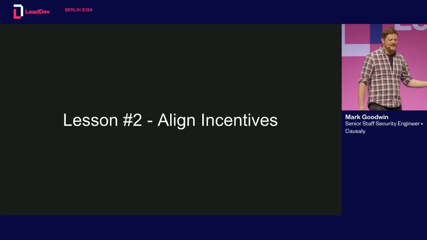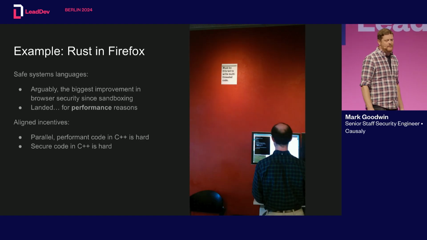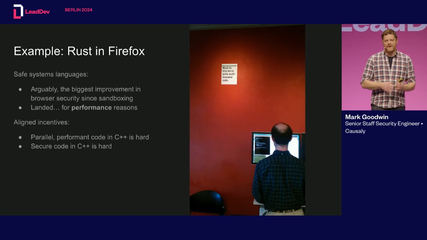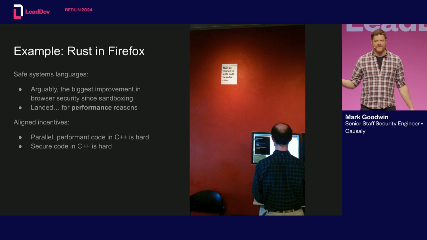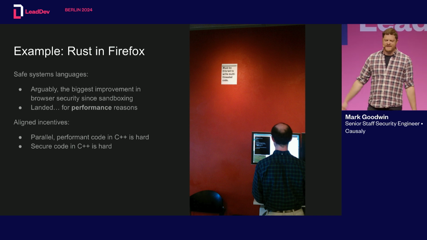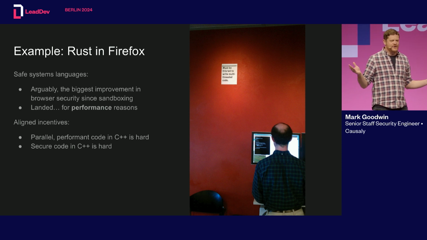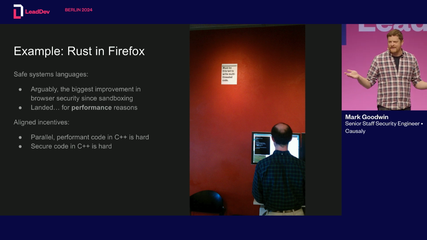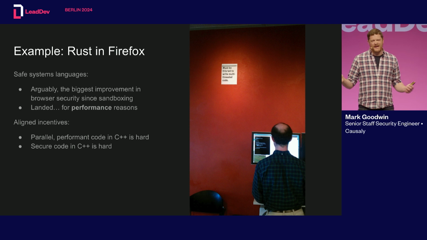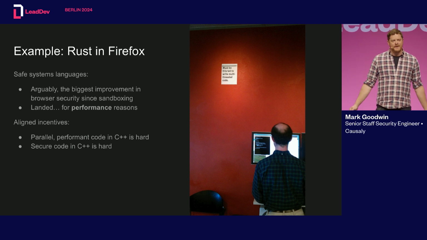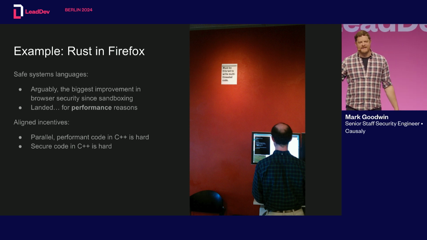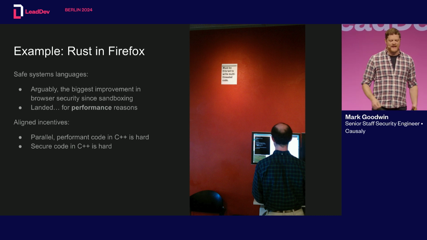And our next example illustrates this. It's the example of Rust in Firefox. If sandboxing is the biggest improvement in browser security in history, the second biggest is safe systems languages. And you might naively assume that because it's such a big security improvement, that's the reason it first got there, right? And people did want that to happen. But no, the thing that got Rust into Firefox was a performance problem. They wanted faster layout, so they introduced the Stylo engine.